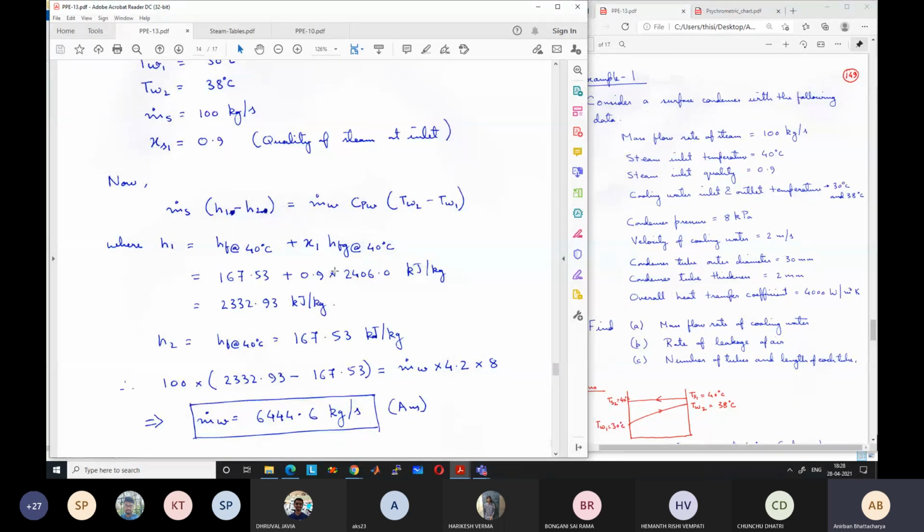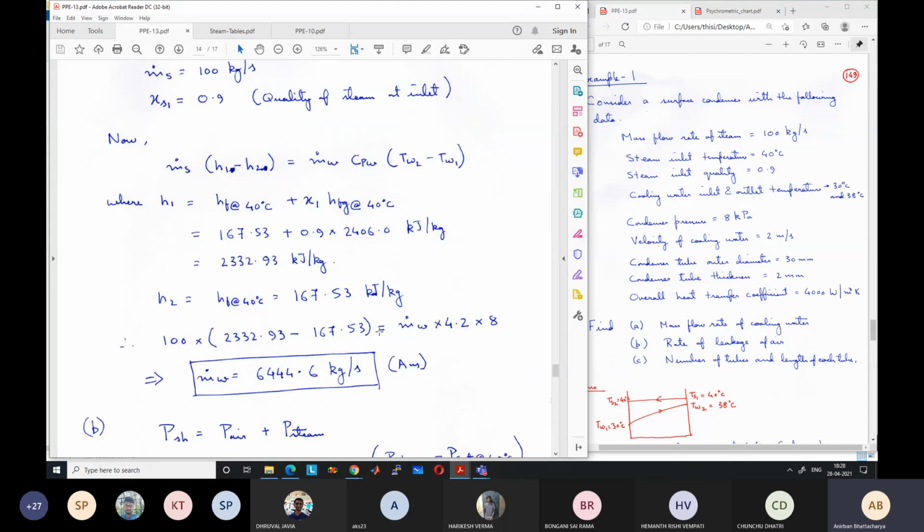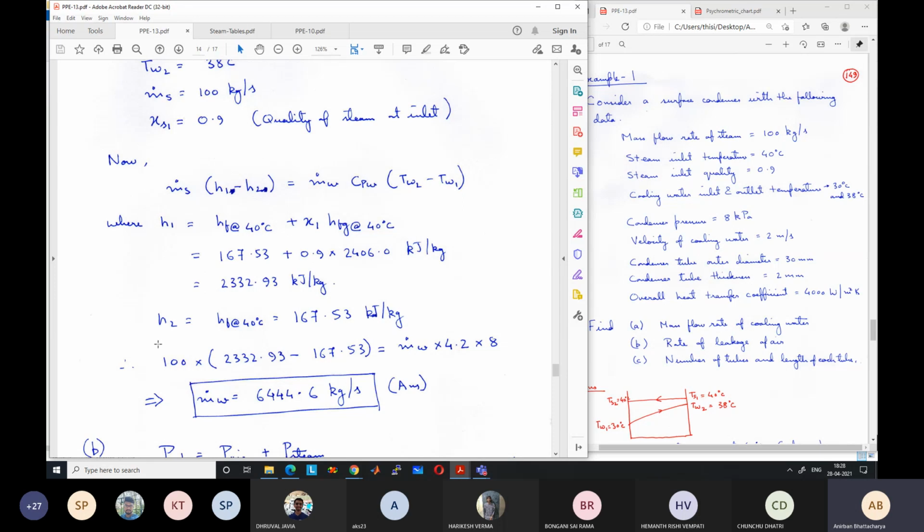H2 is the enthalpy of saturated liquid at 40 degrees centigrade, which is 167.53 kilojoule per kg. So the energy lost by this steam is 100 into 2332.93 minus 167.53. This is equal to mass flow rate of water into 4.2, which is the Cp of water in kilojoule per kg, into 8, which is the change in temperature, Tw2 minus Tw1. Okay, 38 minus 30.